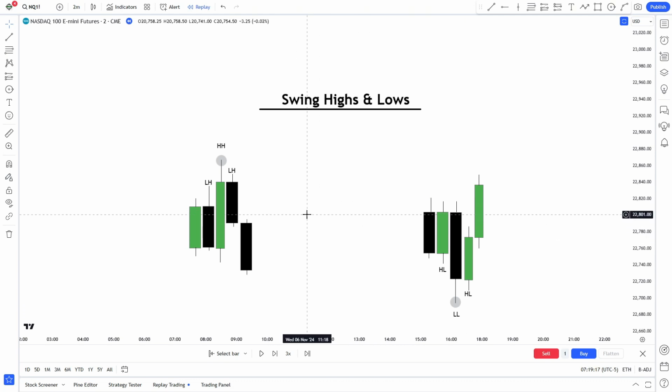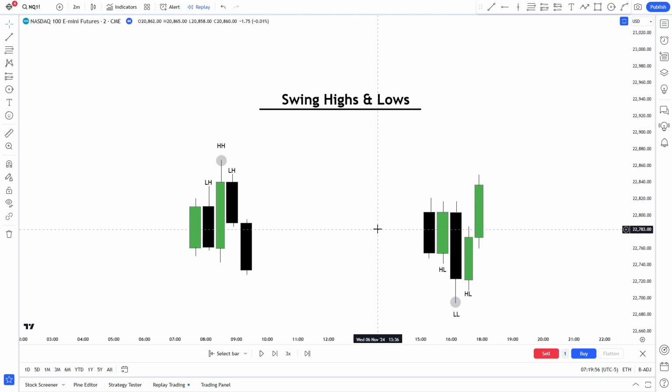So all a swing high is on this left hand side is a three candle pattern with a high, with a lower high to the left and a lower high to the right. So this would be your swing high. Now, similarly here for swing low, it's a three candle pattern. We have a low with a higher low to the left and a higher low to the right.